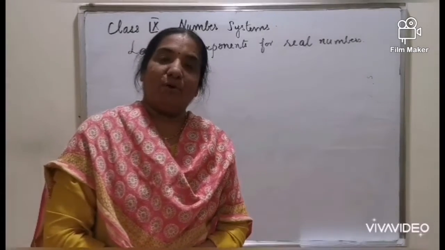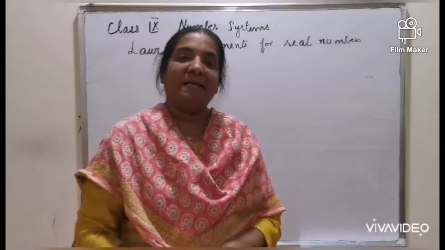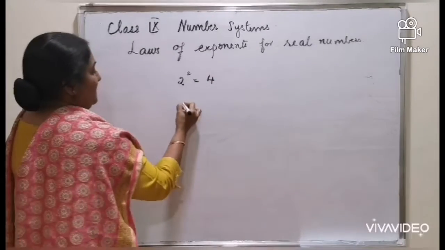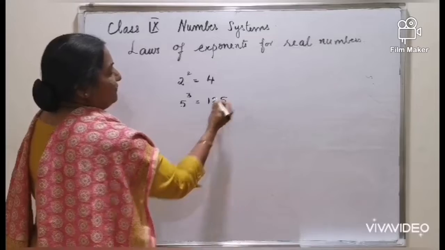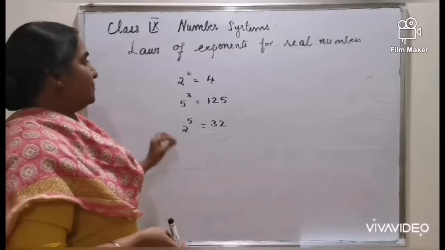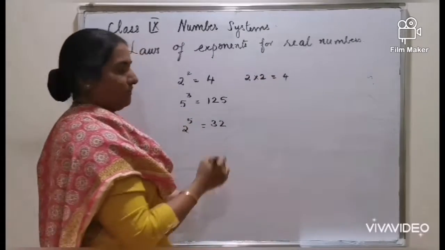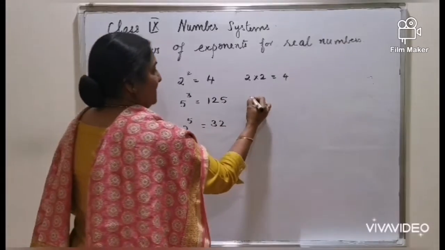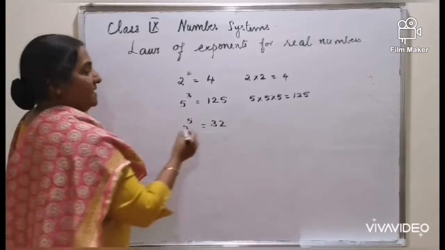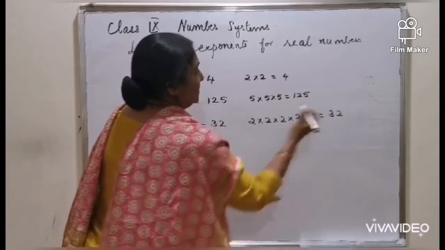A quick review on expressing numbers in the exponential form as well as radical form from my side. 2 square is equal to 4. 5 cubed is equal to 125. 2 to the power of 5 is equal to 32. When you write 2 square is equal to 4, the meaning is 2 into 2 is equal to 4. 5 cubed is equal to 125 means 5 into 5 into 5 is equal to 125. Similarly, 2 into 2 into 2 into 2 into 2 is equal to 32.